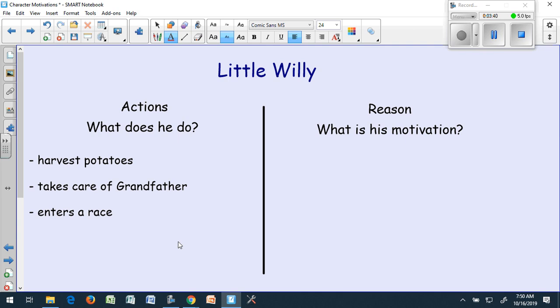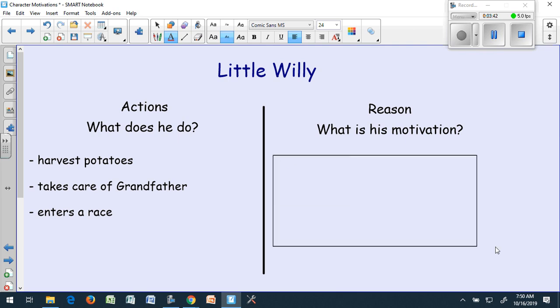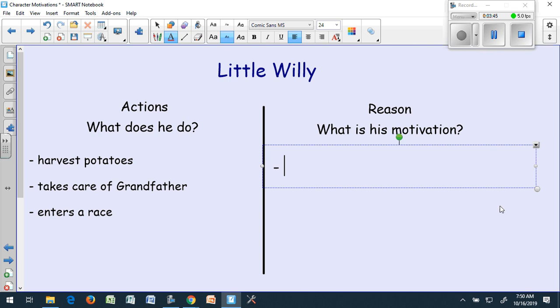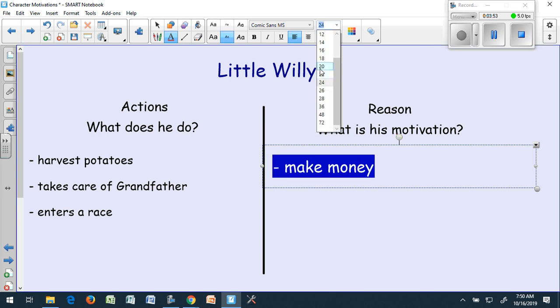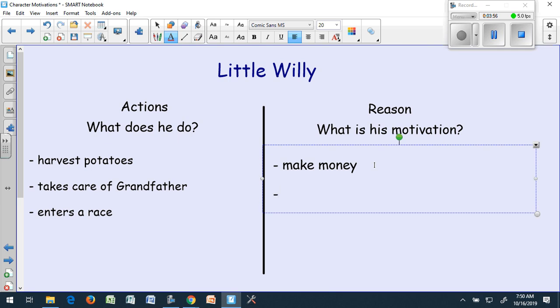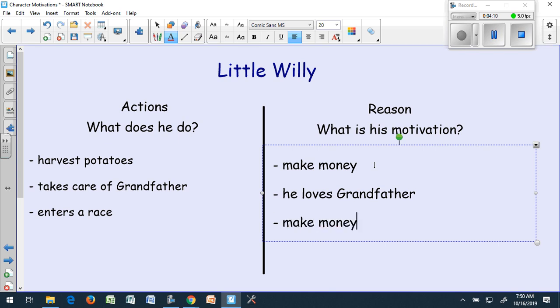Now let's talk about our reasoning. Why does he do these things? Well, he harvests the potatoes so that he can make money, right, off the harvest. He wants to make money off the harvest. And he takes care of Grandfather. Well, I think we can all agree he takes care of Grandfather because he loves Grandfather. And he enters the race also to make money. Okay, so when I look at these three reasons, I see two of them are involving money.